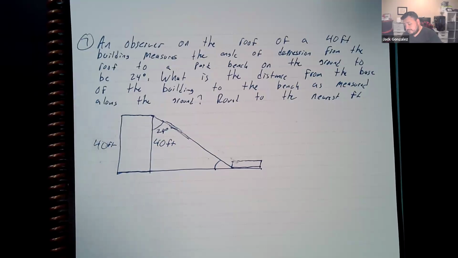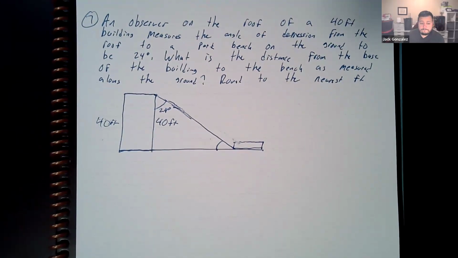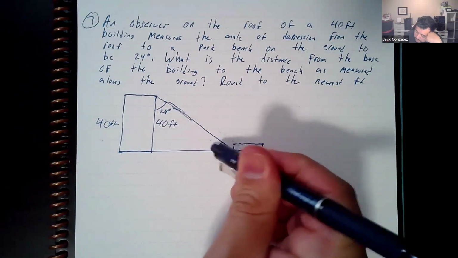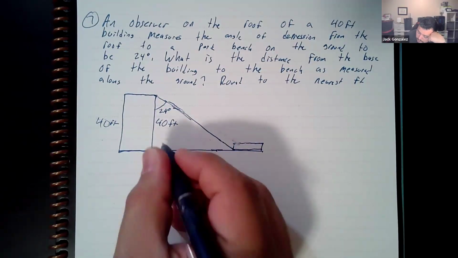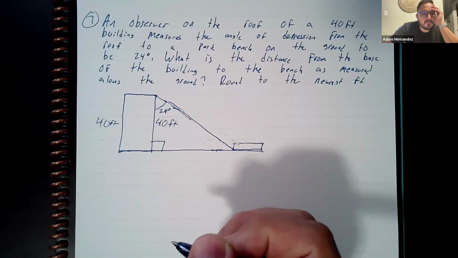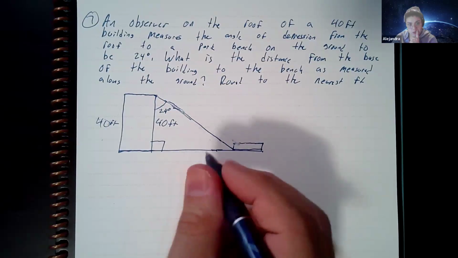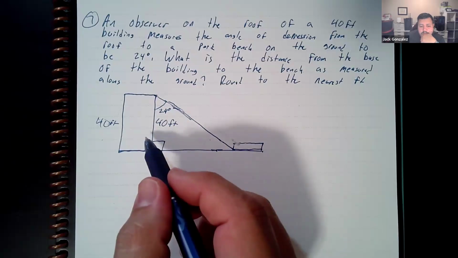So if that's where our angle is, and we have the adjacent side, what function should we use? We're looking for the adjacent side, correct? They want to know the distance from the bench, so tangent or cotangent. Tangent would be, yeah, let's do that.